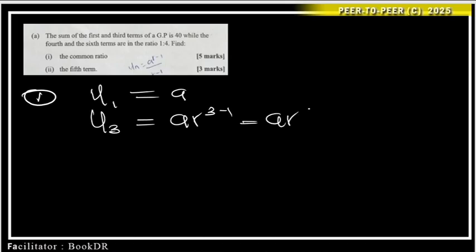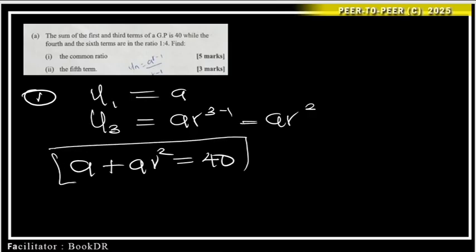So let's start with finding the common ratio. The first term, u1, is a. The third term, u3, is ar to the power 3 minus 1. That will be ar squared. The sum of the first and the third will give us 40. So that will give us a plus ar squared is equal to 40. We'll leave this one and mark it as equation 1.